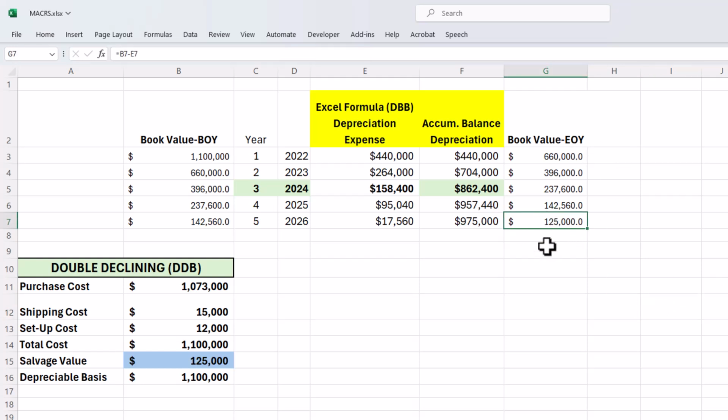Now, the trick about the double declining balance method is that you cannot go below the salvage value. So notice here is 125,000. That means you could only take $17,560 as the final depreciation expense. So that's a little tricky, but something worth noting about.